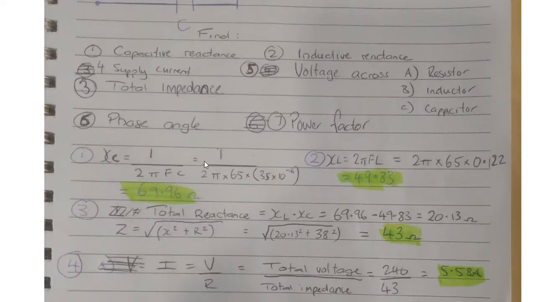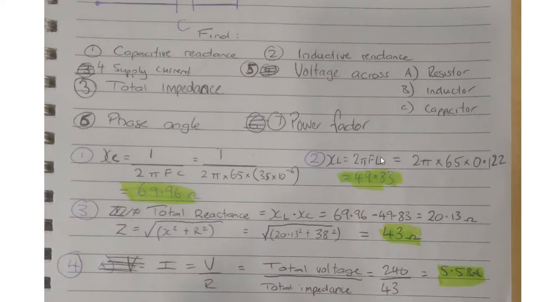What you need to do is figure out where the brackets go, essentially. When I'm doing this, I'm putting a bracket here in front of the 2. I'm putting brackets around the 35 times 10 to the negative 6, but actually you might not need those, and then another closed bracket here. And then the result I'm getting is 69.96 ohms.